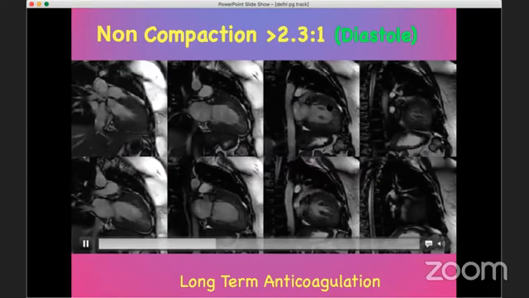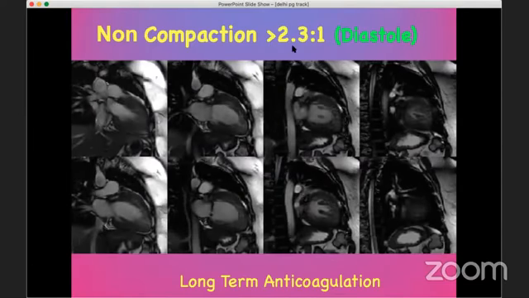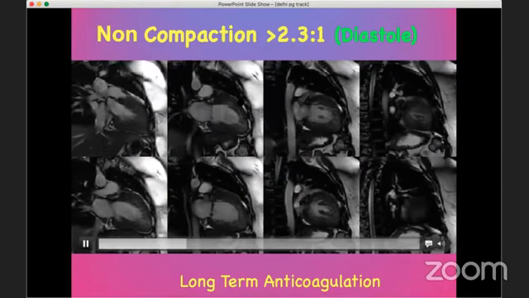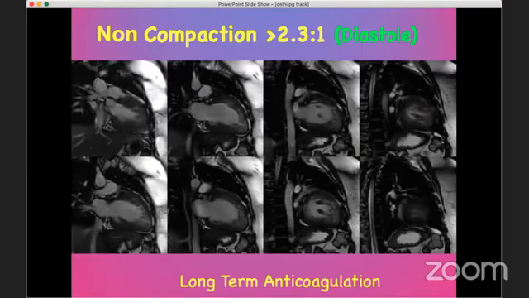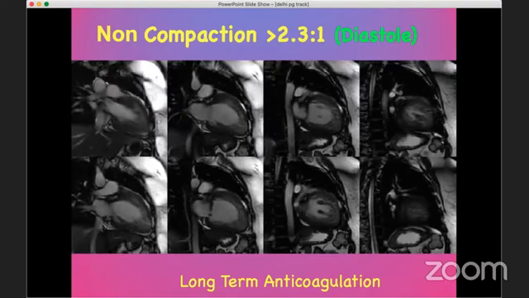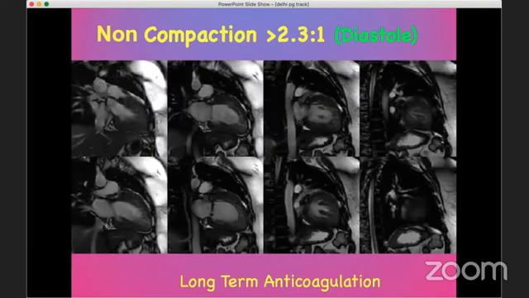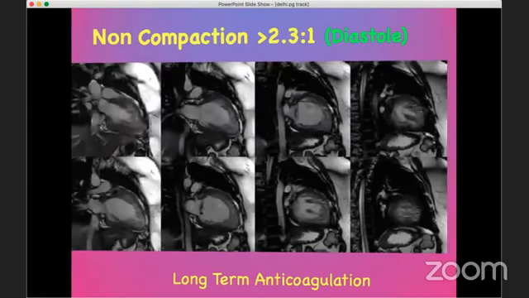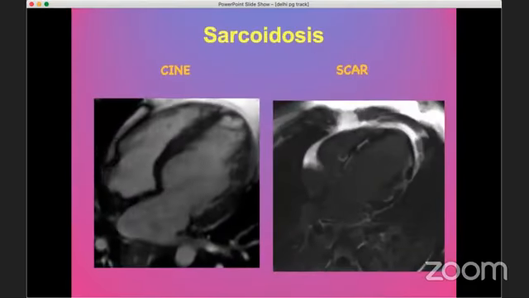You can see here this meshwork of trabeculation in the left ventricle, and this is a case of non-compaction. Make sure you understand that here we use the criteria of more than 2.3:1 spongy to compact, and this is in diastole, in comparison with echo, which is in systole, 2:1. And the important thing here again is that there should be significant non-compaction in areas other than the apex to make that diagnosis. So you're not only making the diagnosis, but you're making it in a quantitative fashion.